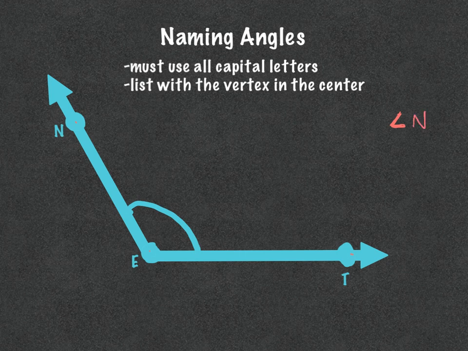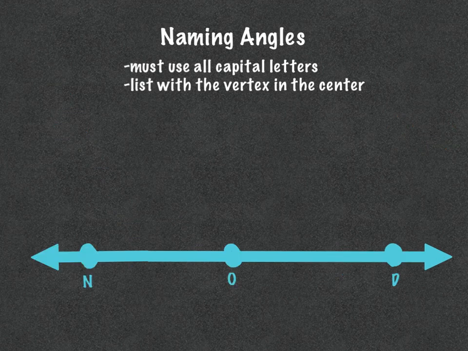They don't have to spell things. This one just happens to spell NET. And if we go the other way, we get angle TEN. It spells TEN, but they don't have to spell anything. It could be like ZQR. Totally fine. It doesn't spell anything, but that's fine.